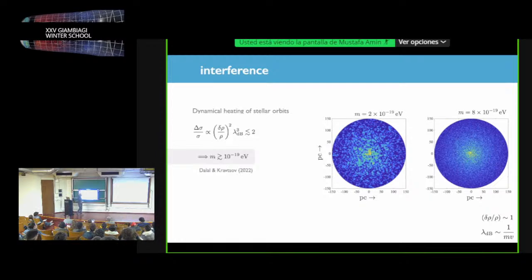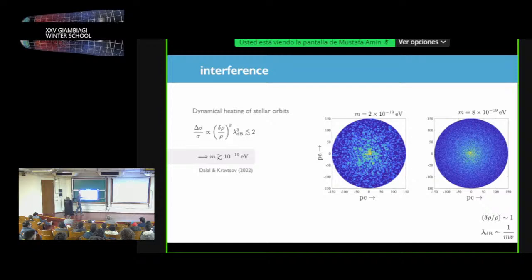So here is a simulation. This is not actually a full real-time simulation, I'll tell you how this is done if you're interested. But by Dalal and Kravtsov, what they did was they simulated what the density and interference patterns look like in a halo. This is a halo of an ultra-faint dwarf galaxy. Okay. And these two are the same homogeneous density profile, if you were to average over these patterns, and everything would be the same.